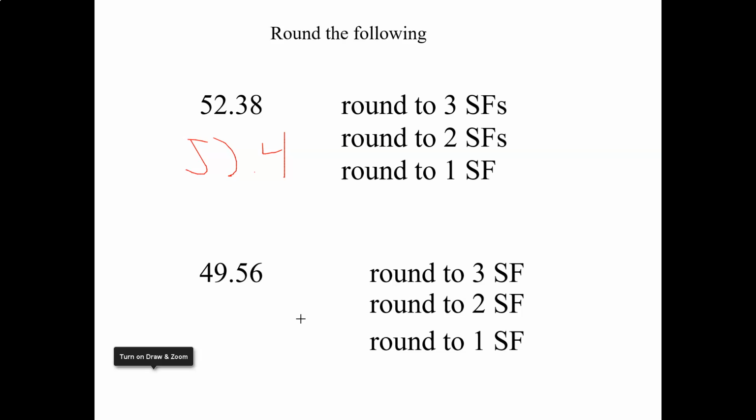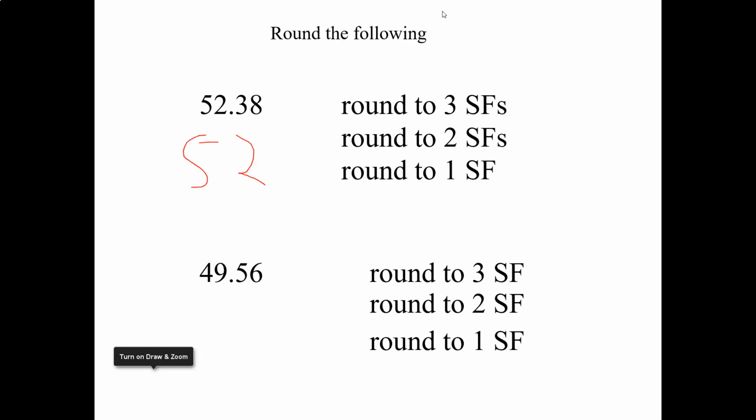If I want to round that to 2 sig figs, let me erase. I'd start at the 5 and count over 2 sig figs, so it brings me to the 2. Now, to the right of my 2 is a 3, so I'm going to round down, so that's just going to be 52. Not 52.0, 52. Now that's got 2 sig figs.